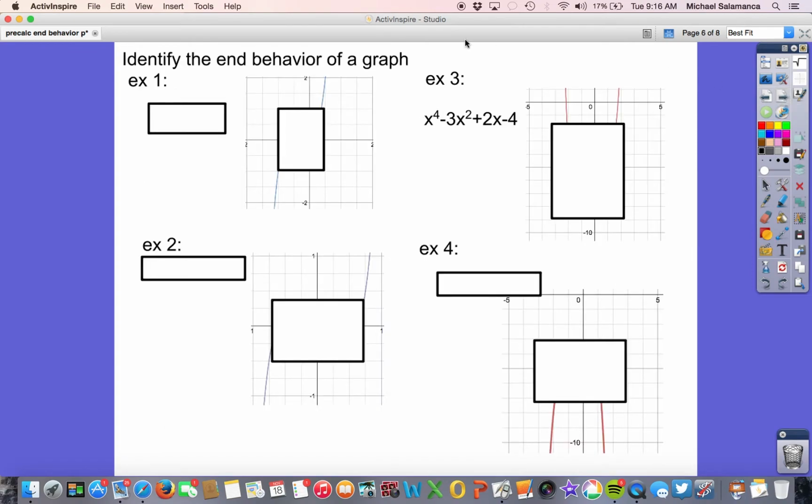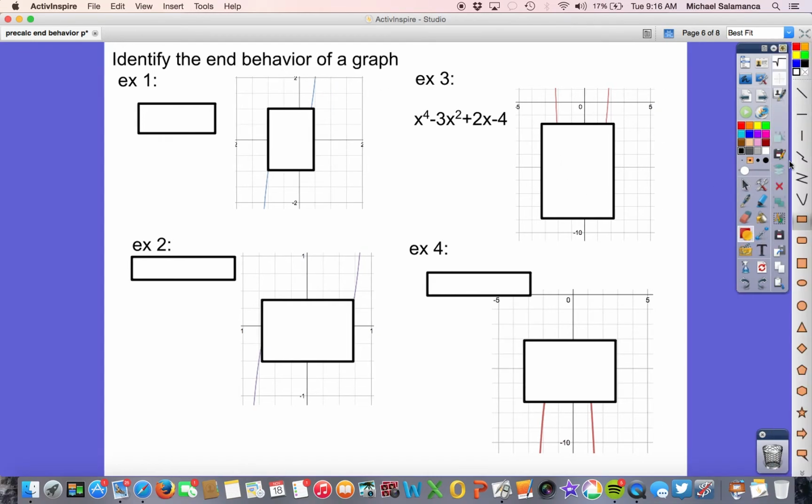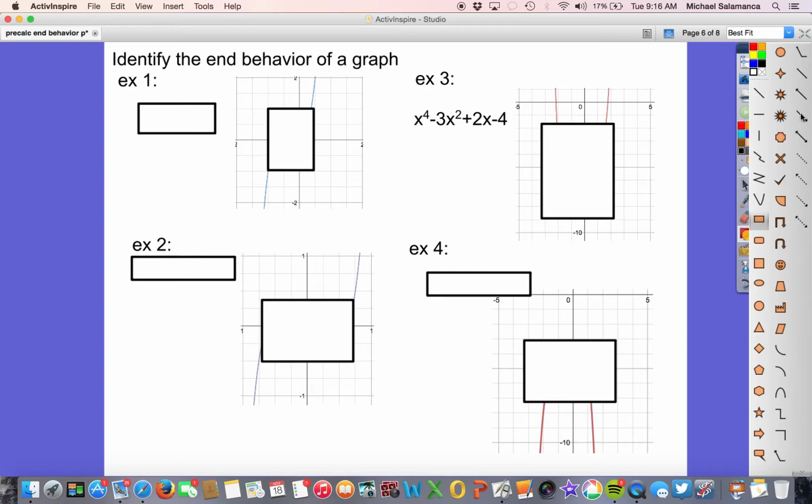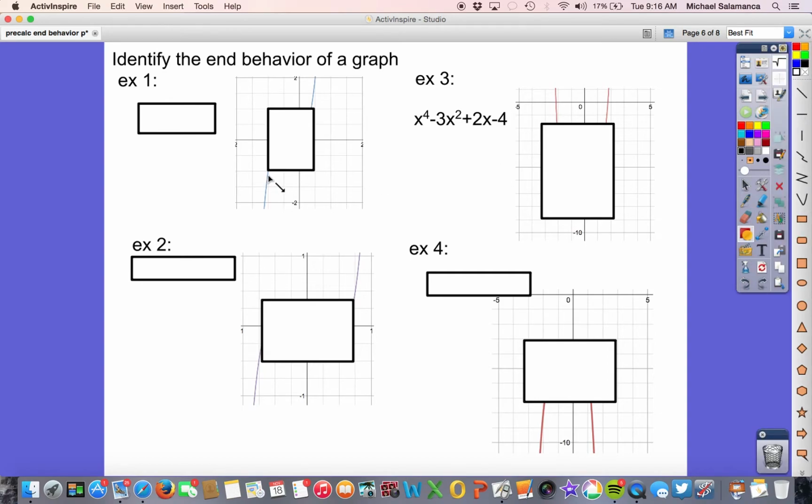So in part 2 of this, we're going to look at the end behavior of a graph. Now these should be very easy. All we're doing is looking at the end of the graph and trying to determine its behavior. You'll notice in these examples, I've purposely blocked out the middle. If you look at example 1 in particular, it goes down and to the left and goes up and to the right.